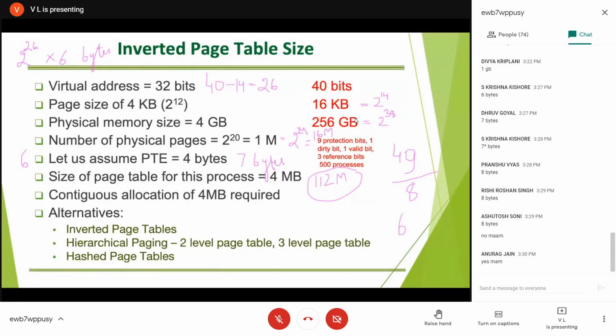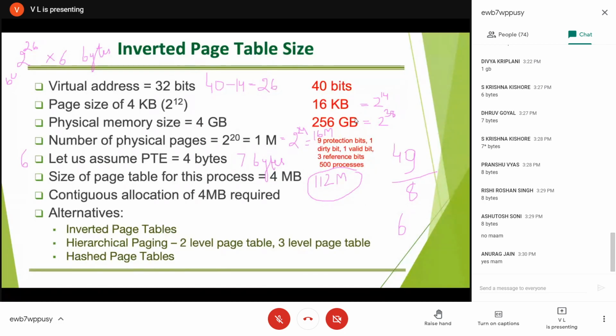So 2 raised to power 6 is 64. So 64 mega multiplied by 6. That is for one process. Oh, sorry. I made a mistake here. I was not supposed to add the process bits because you don't require a process ID. So the number of bytes, let me calculate again.